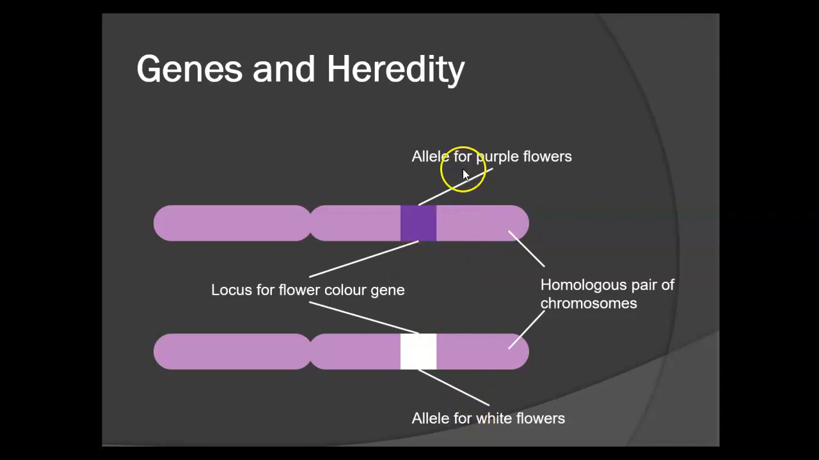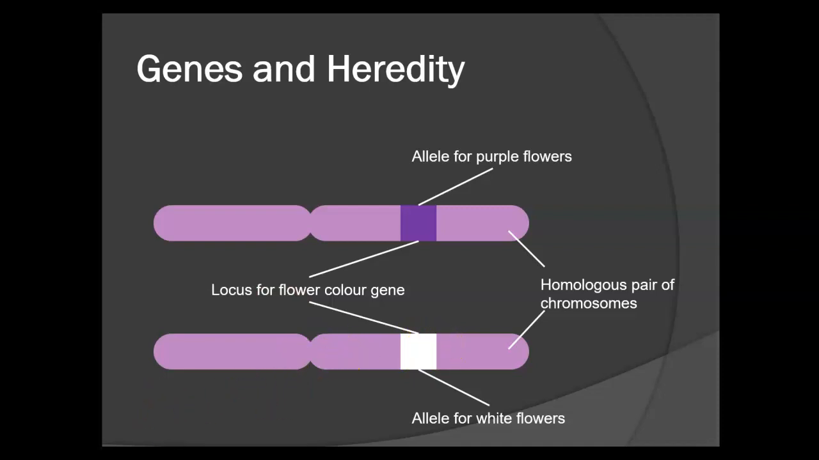And we have two possibilities in this flower. Flowers can be purple or flowers can be white. If this came from the mother flower and this came from the father flower, then they have the same gene, the flower color gene, but they have two different alleles. One allele codes for purple flower color, and the other allele codes for white flower color. And it's how these two genes, the one that came from the mother and the one that came from the father, work together that determines whether the individual that has these chromosomes has purple flowers or white flowers.